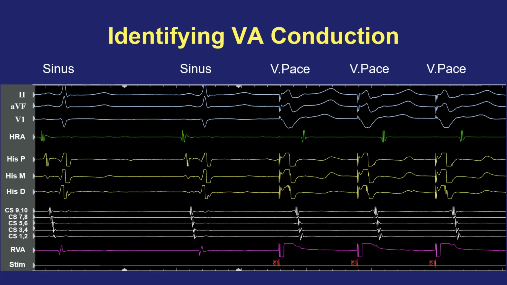The next thing you look at is the intracardiacs and figure out where the atrial events are to see whether VA conduction is present at all, and if so, what is the earliest part of the atrium to be activated.